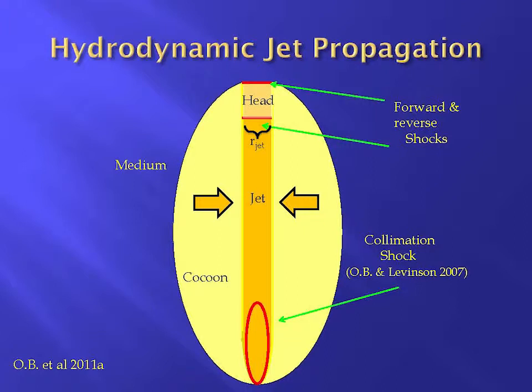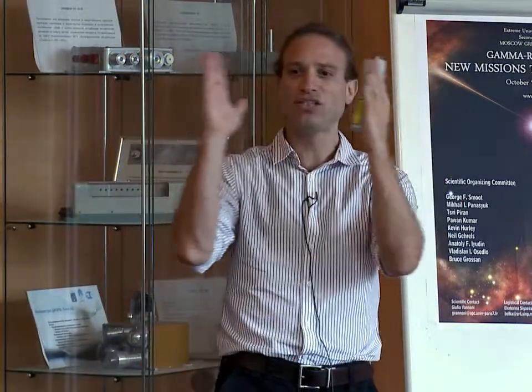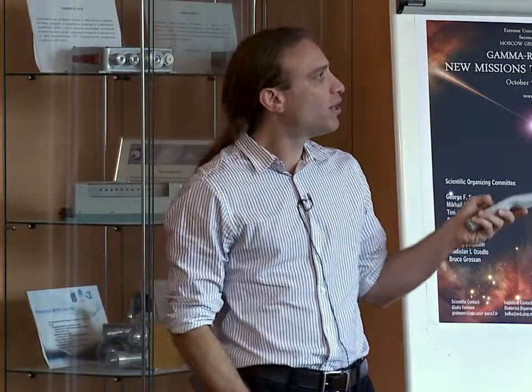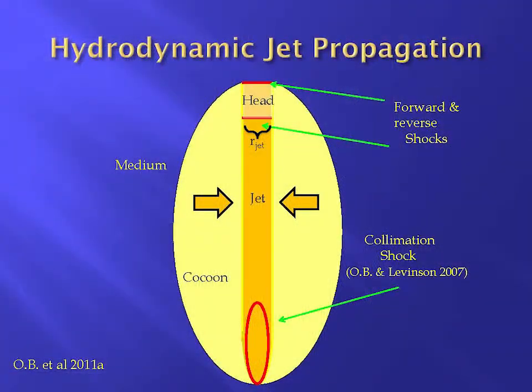When a hydrodynamic jet propagates in the medium, it pushes the material in front of it, and it forms two shocks, a forward and a reverse shock. Matter that streams in the jet, moderately relativistic here, streams through the reverse shock, slows down, is heated, and then is pushed sideways into the cocoon. Now this cocoon applies pressure on the jet and collimates it. Because the jet is supersonic, this collimation is done through a structure of oblique shocks formed in the base of the jet, known as collimation shocks.